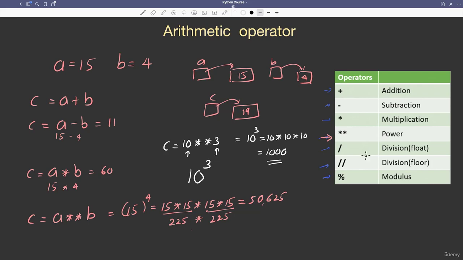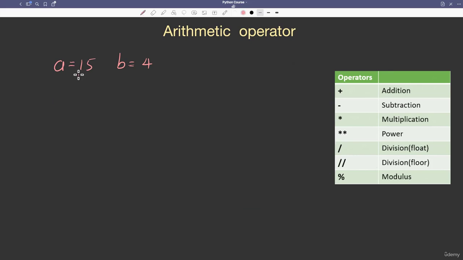Now let us understand this float division and floor division. I will remove this and I will explain. Here I have variables a as 15 and b as 4. When I write C assign a divided by b, this means what? 15 divided by 4. So 15 divided by 4, if I do it using pen and paper, 4 3 times, so that is 12. So what is remaining? 3 is remaining.